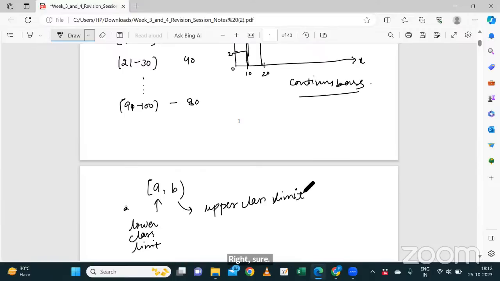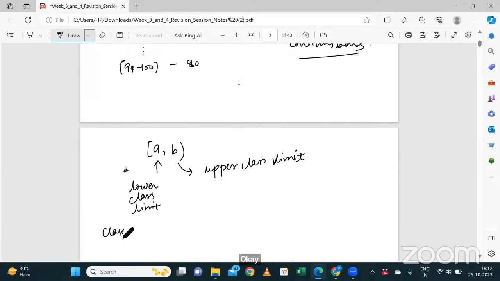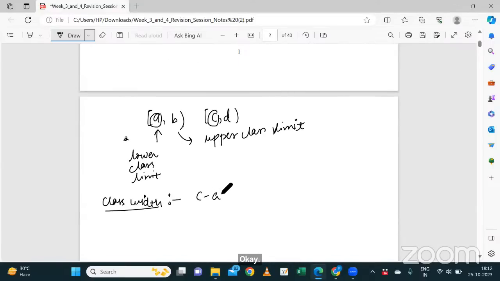Now there is another concept called class width. How will you calculate the class width? It's not about the upper limit and lower limit of the same class. Basically, it is the difference between the lower limit of this class and the lower limit of the next class. That is denoted as the class width. So the class width is nothing but C minus A.